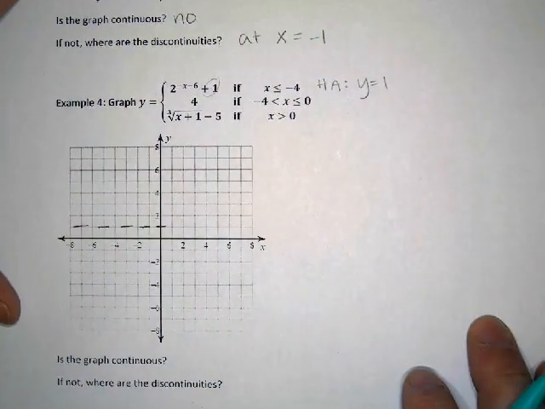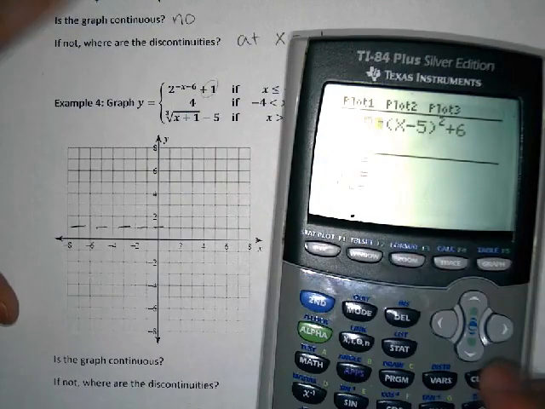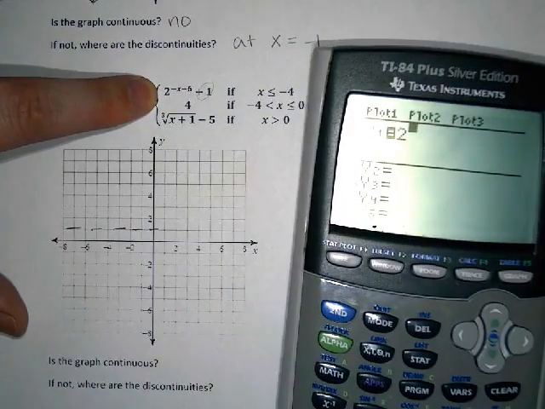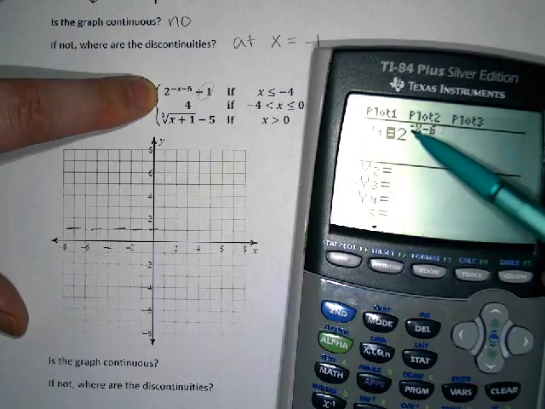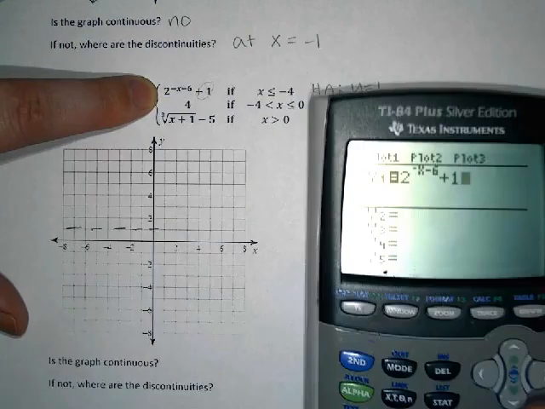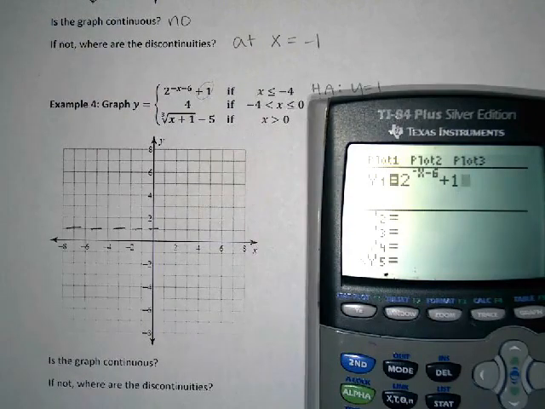And then I'm going to go ahead and type this in: 2 to the negative x minus 6. So when you type this in, be careful. Your negative is short, your minus is long. Negative x minus 6, and then plus 1. This one would be very easy to mistype. Okay, and then I'll graph that.